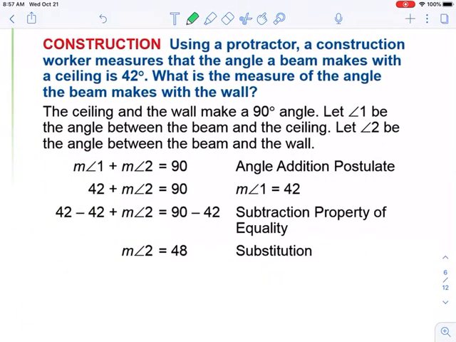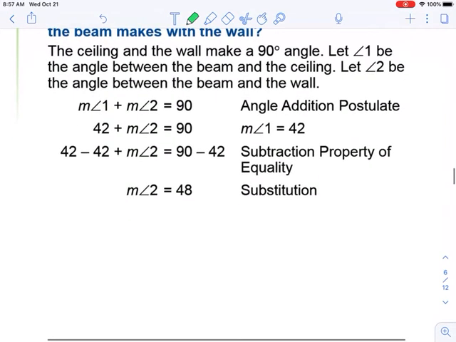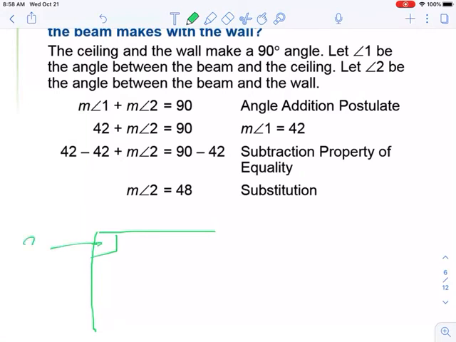Okay, using a protractor, a construction worker measures that an angle a beam makes with the ceiling is 42 degrees. What is the measure of the angle the beam makes with the wall? Okay, so the ceiling and the wall together make a 90-degree angle, of course. Oops, I don't have my straight line drawer thing on. There we go. Right angle, of course, 90 degrees.